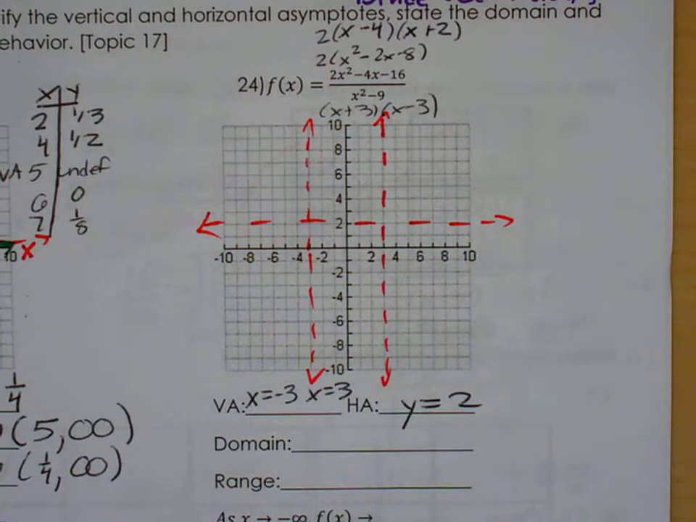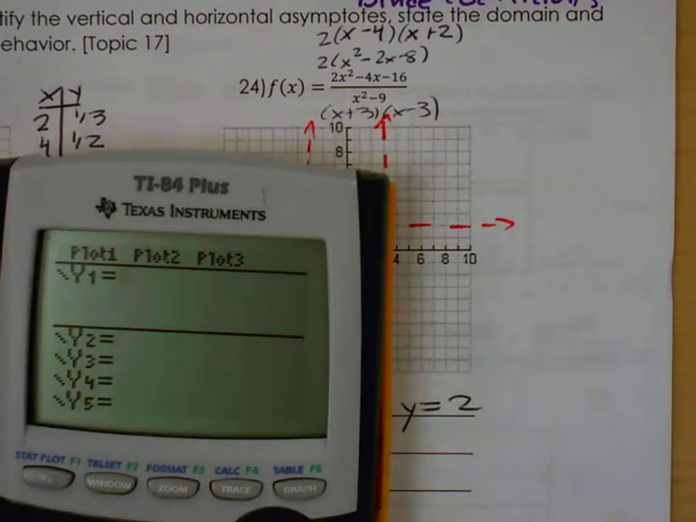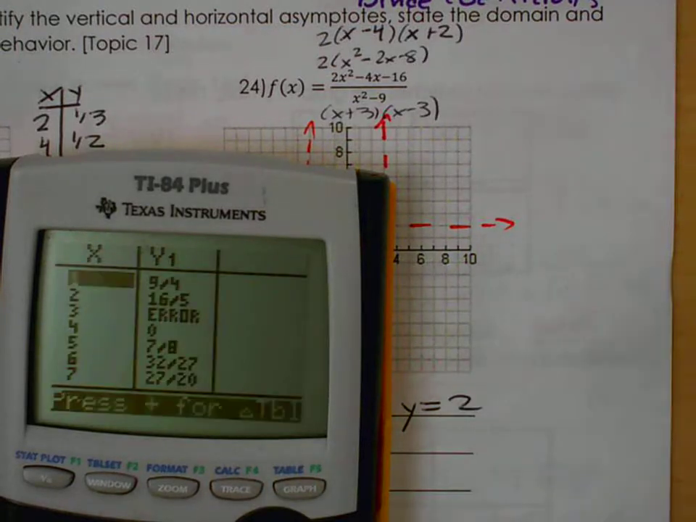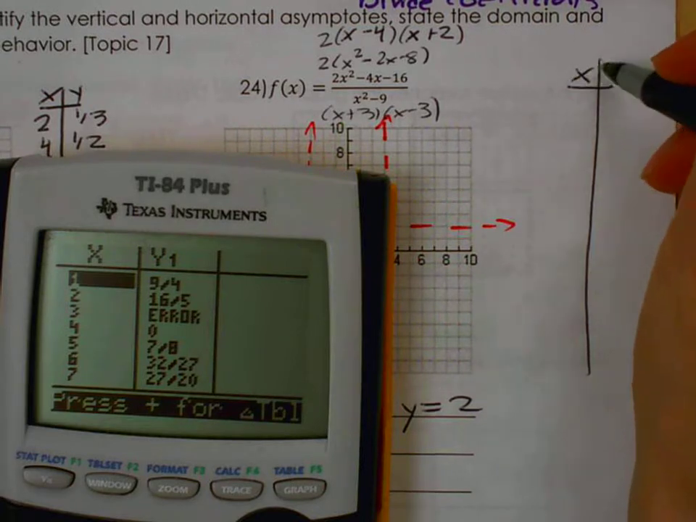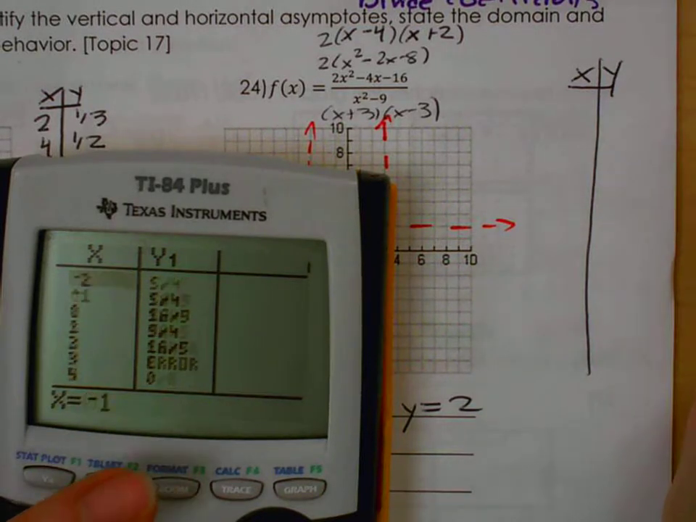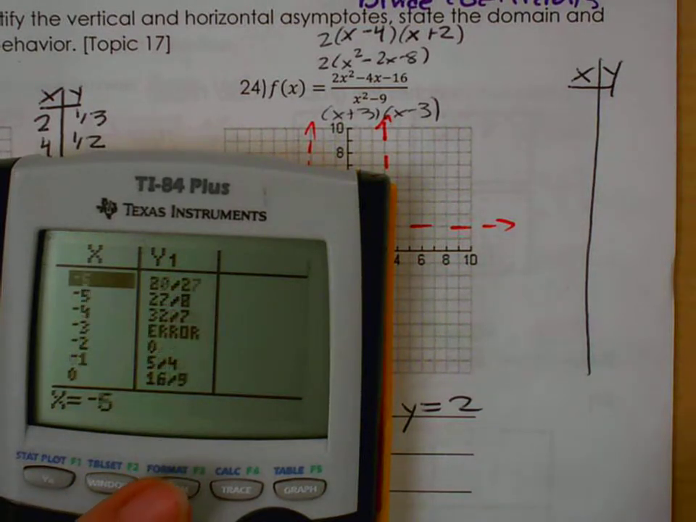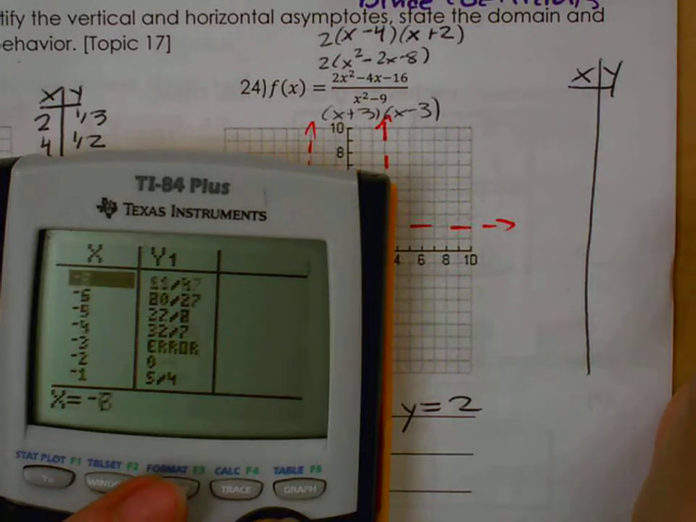And now I'm going to get some points from my calculator. So y equals, alpha y equals, enter, 2x squared minus 4x minus 16 on the top, x squared minus 9 on the bottom. So let's make a little table here. Now I've got two asymptotes, so I'm going to need some points above, below, in between. I've got multiple ones, so I'm going to need more points on this one.